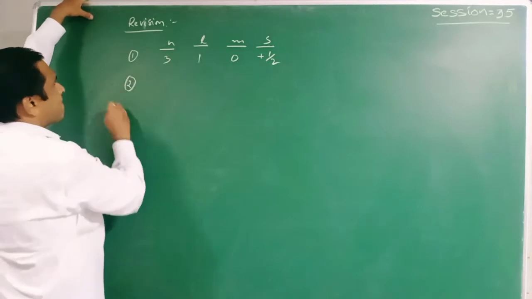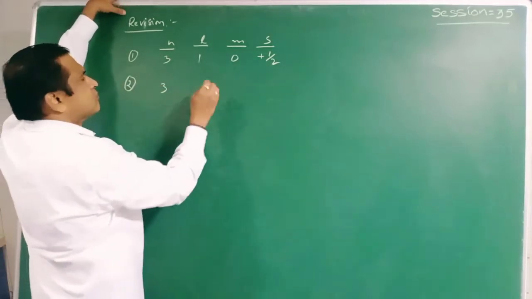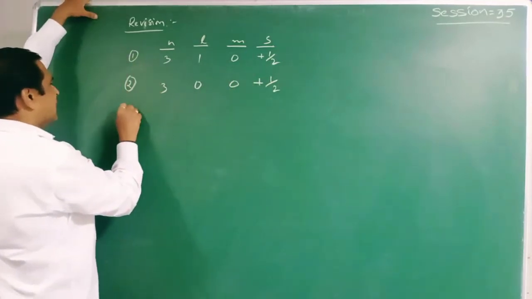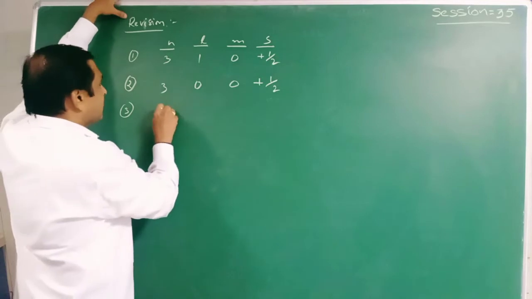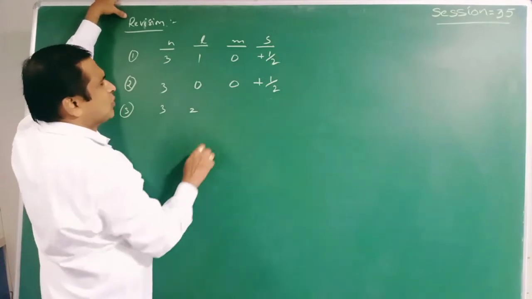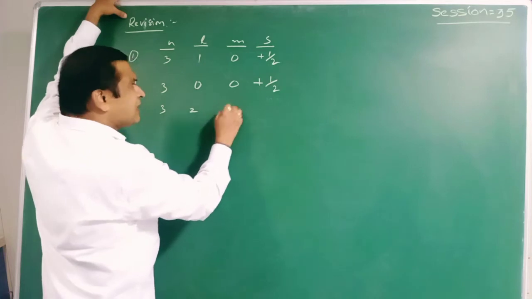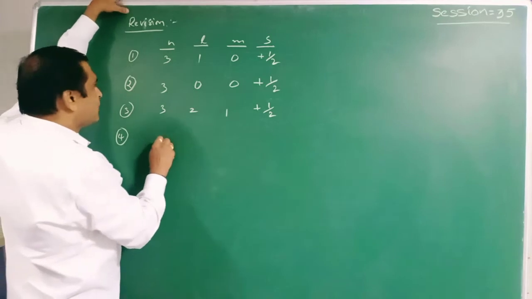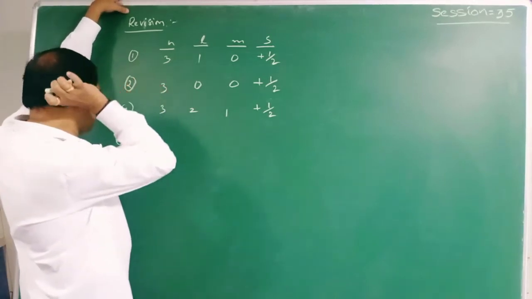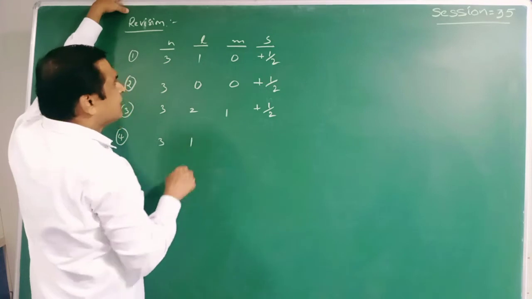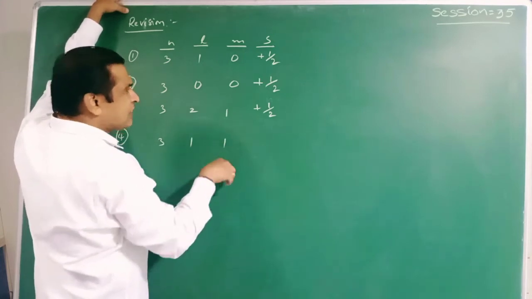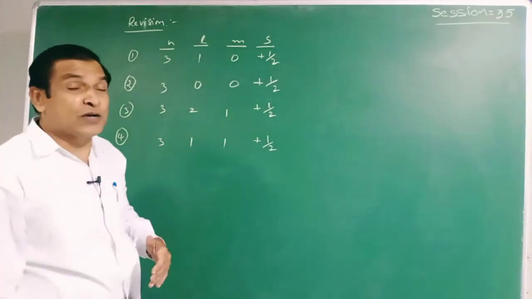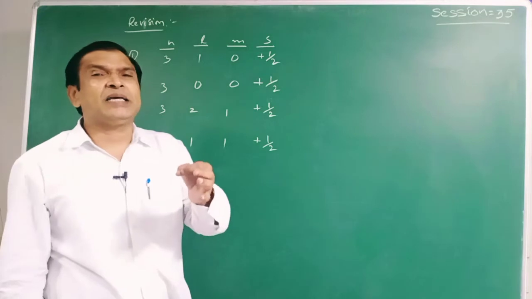Second option: 3, 0, 0, plus half. Third option: 3, 2, 1, plus half. Fourth option: 3, 1, 1, plus half. Identify which of the following sets of quantum numbers represents the highest energy.